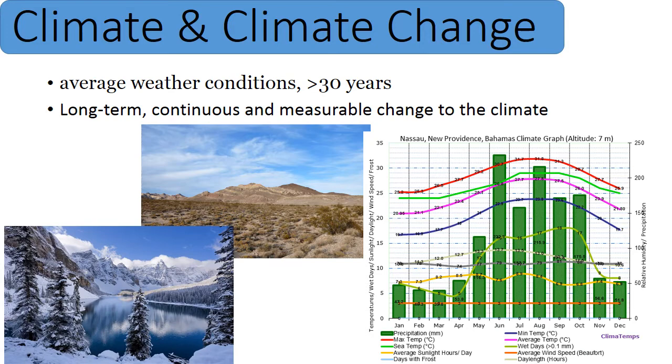All right, so along the bottom, we have the months. Up the left side, we have the temperature, and up the right side, we have precipitation. The bars show you precipitation, and the different colored lines show you different temperature profiles. So that's a very complex climograph. Remember that in this class, we're doing more simple climographs. All right, so what is climate change?